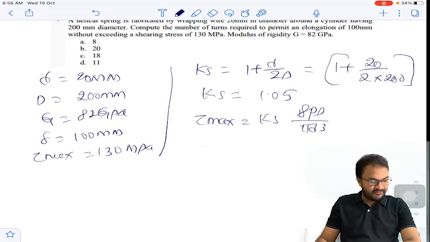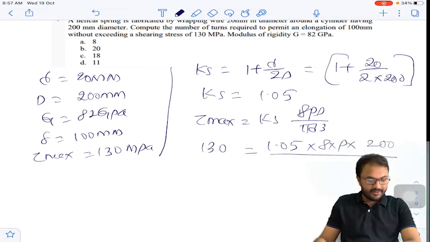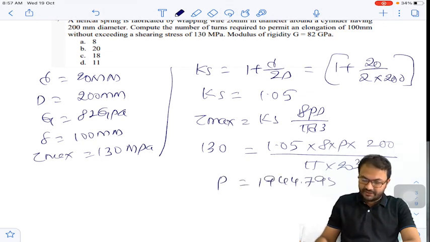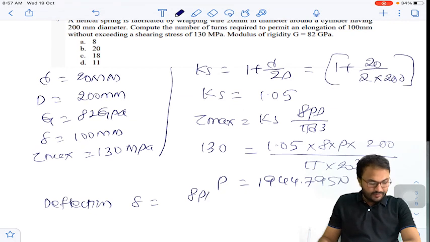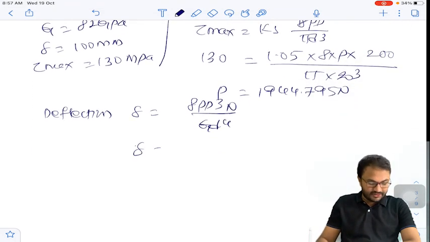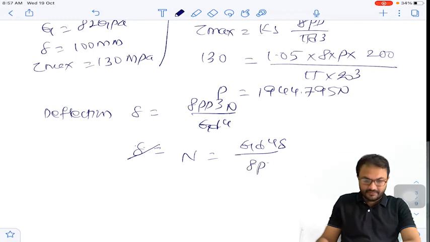So it will be 130 is equal to 1.05 into 8P, we don't know P, into 200 divided by pi d cube, d is 20 cube. So P will be 1944.795 newton. And deflection delta is equal to 8PD cube N divided by G d to the power 4. So from this equation, N will be G d to the power 4 delta divided by 8PD cube.